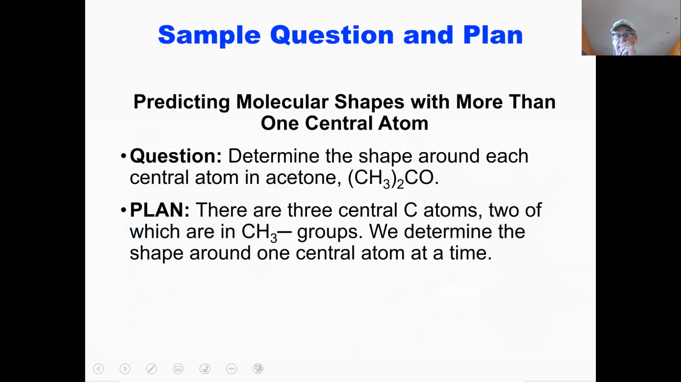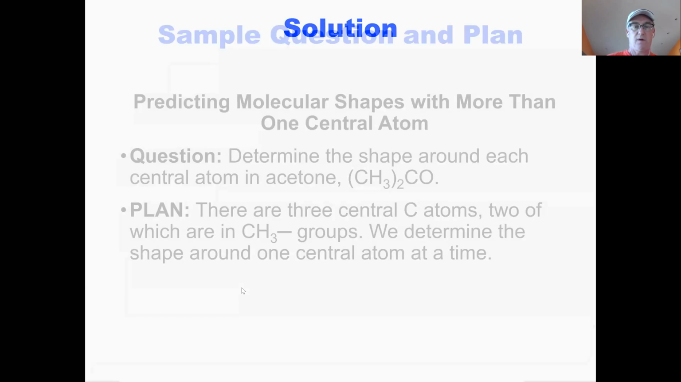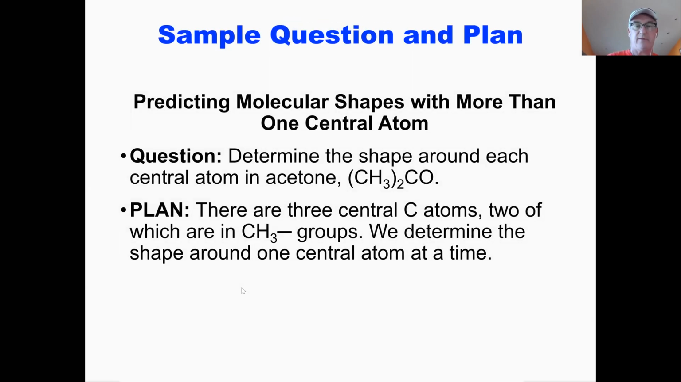So here's an example of a molecule that's going to have more than one central atom. And this, again, we're going to learn a little organic chemistry. This is acetone, or nail polish remover. Let me go back. It has this formula right here. CH3, so it's got two what we call methyl groups. And it has a central, what we call a carbonyl group, which is a C double bond O.